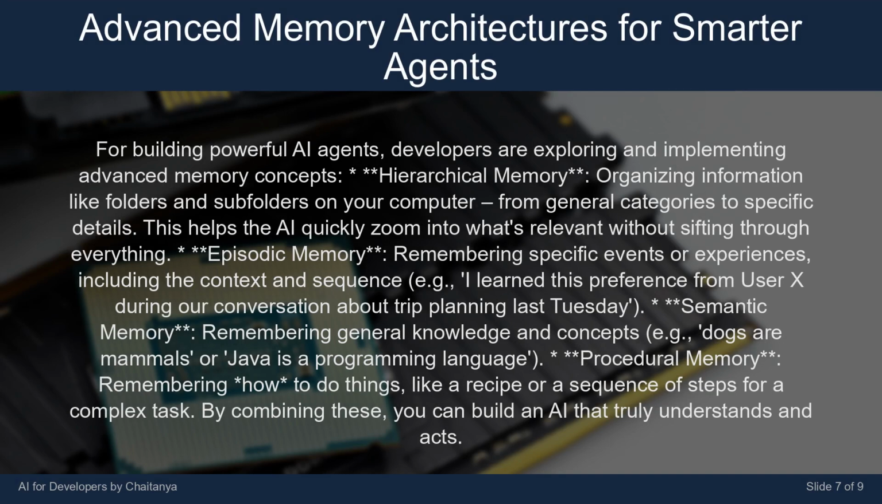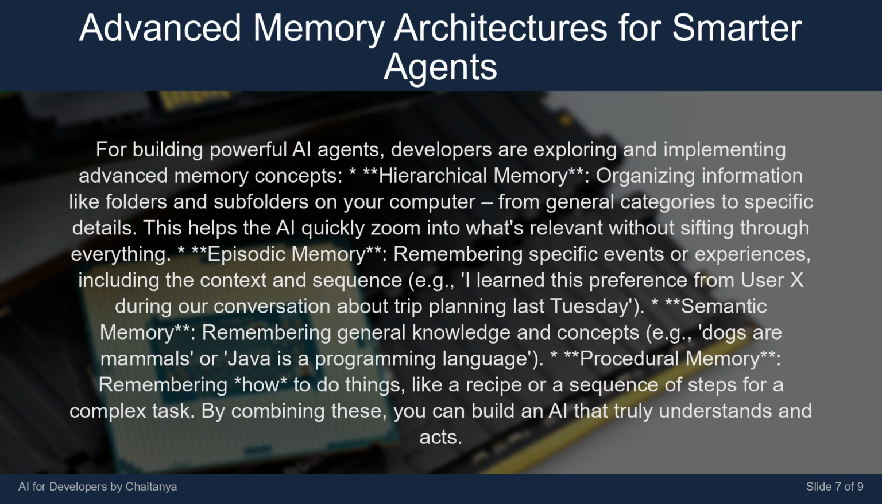For building powerful AI agents, developers are exploring and implementing advanced memory concepts. Hierarchical memory, organizing information like folders and subfolders on your computer, from general categories to specific details. This helps the AI quickly zoom into what's relevant without sifting through everything. Episodic memory, remembering specific events or experiences, including the context and sequence. For example, I learned this preference from user X during our conversation about trip planning last Tuesday.